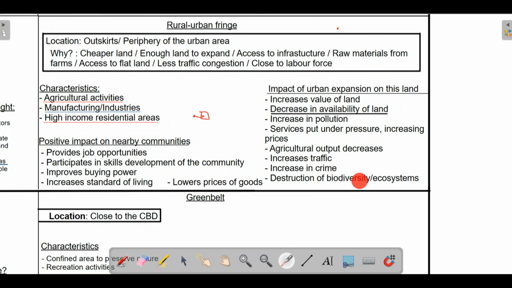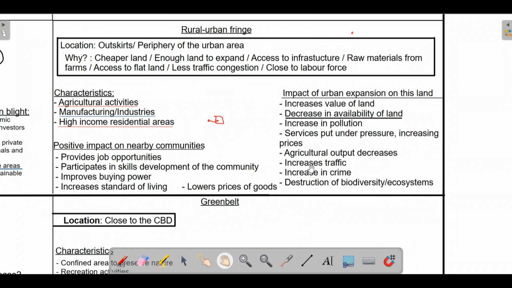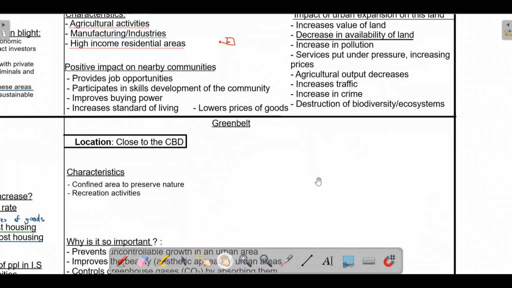And this is simply because if you have a lot of people moving into an area, there's going to be a lot of buildings. So when that foundation is built, you're definitely going to dig. You're definitely going to remove vegetation. And by doing that, you are already destroying the biodiversity and ecosystems that are around. So that is your impact or the dangers of urban expansion on the rural urban fringe.